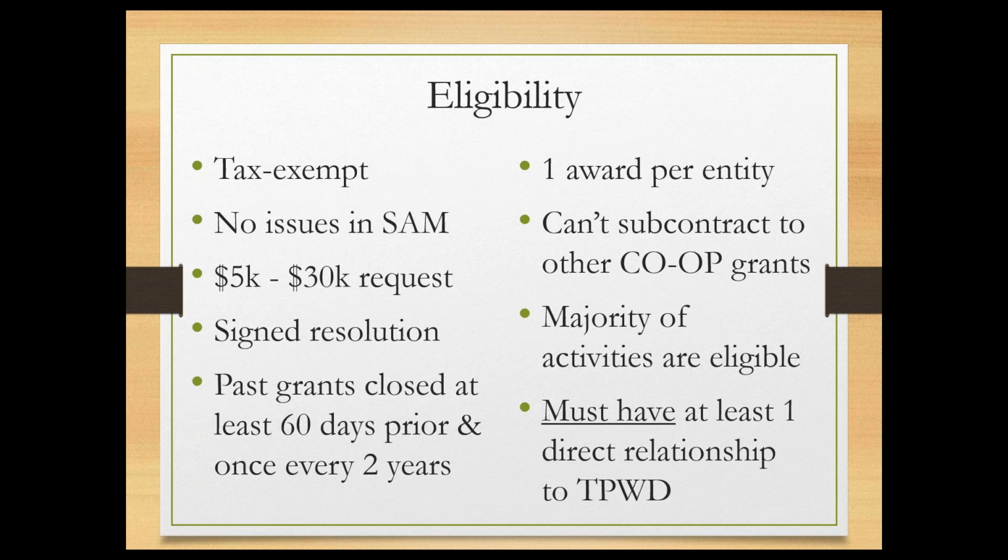You cannot subgrant any of these grant dollars to other organizations who have previous grants, and it's our way to maintain that certain organizations don't receive multiple different grants through our organization. And then another new eligibility factor is that you must have at least one direct relationship with Texas Parks and Wildlife, and we'll go over this in much greater detail later, but going back to the purpose of this grant program, we just want to make sure that you have at least one of those relationships with our program.